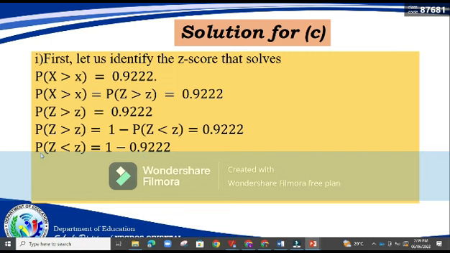Then you have here the probability when z is less than z, 1 minus 0.9222 is equal to 0.0778. And then we are going to locate the z-score. Look for the z-score that corresponds to this area under the z table. So the z-score that we're gonna find out is negative 1.42.